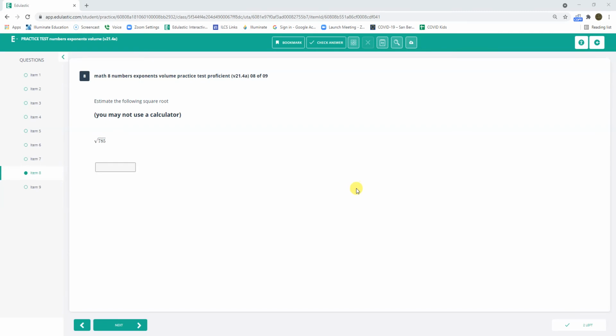Estimate the square root of 785. I may not use a calculator. Well, I don't know the square root of 785, so I'm going to start working around with it. Let's see, what's 30 times 30? That's 900. Well, it's less than 30, right? Let's try 28 times 28.